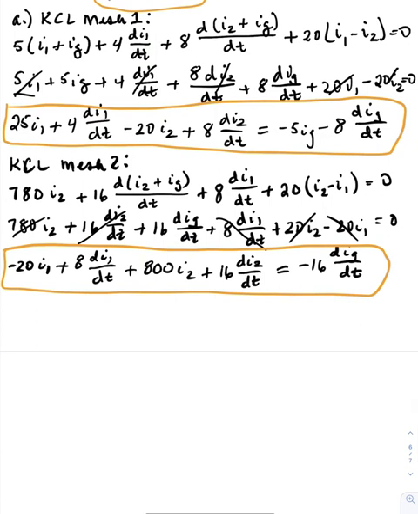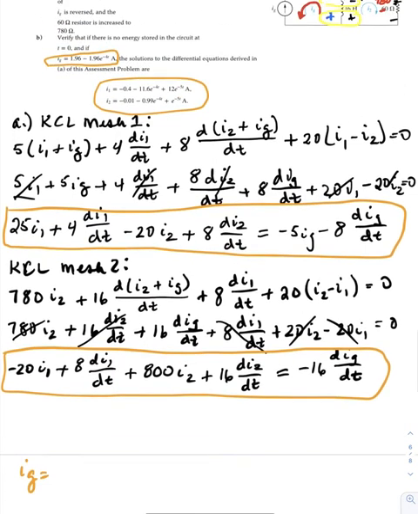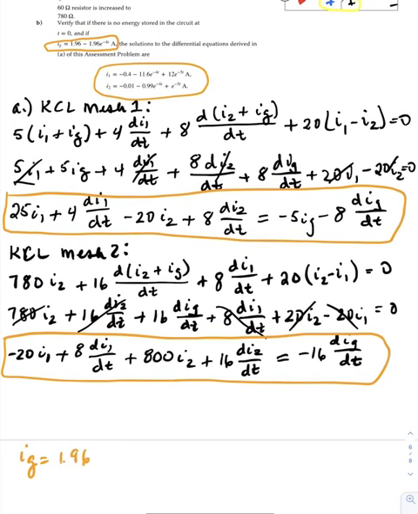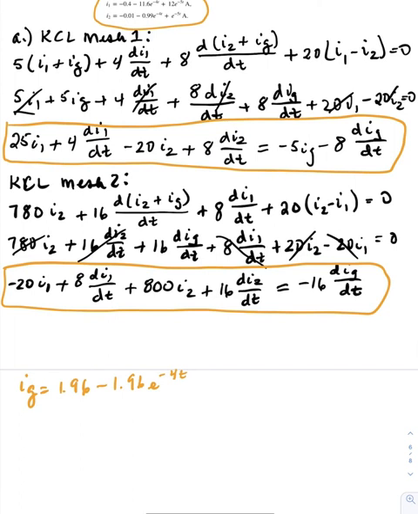So we have I sub g is equal to 1.96 minus 1.96 e to the minus 4t, so derivative of I sub g over dt is equal to 0 minus 1.96 times 4 e to the minus 4t, which is equal to 7.84 e to the minus 4t.